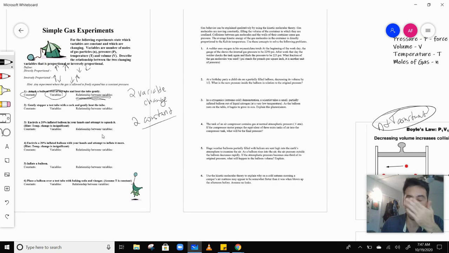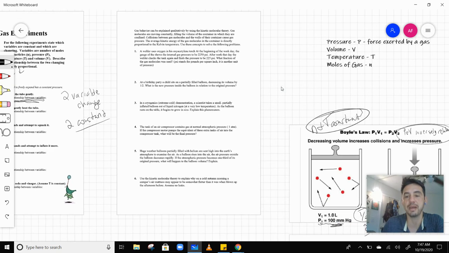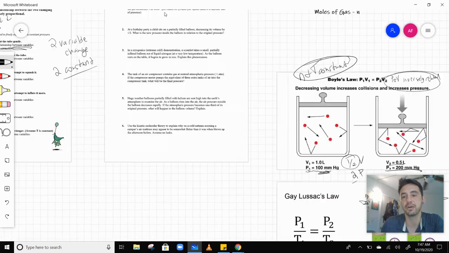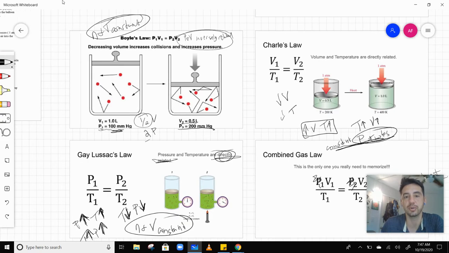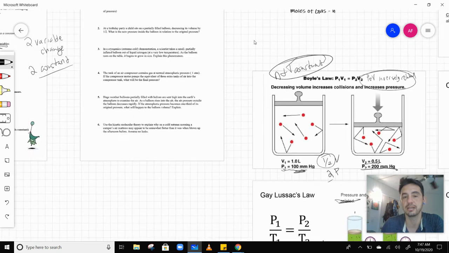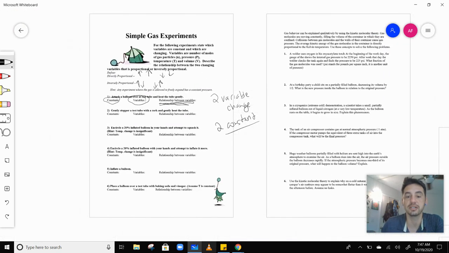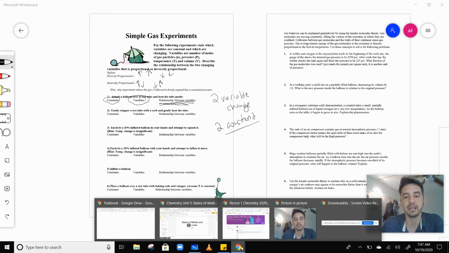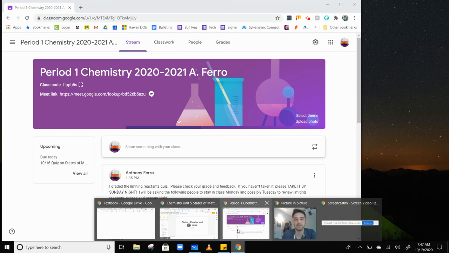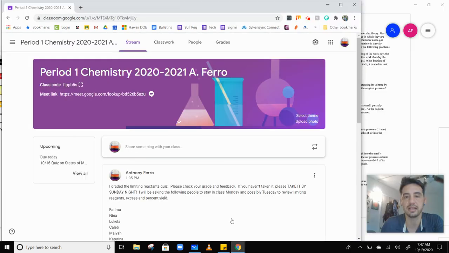All right. And we'll discuss a lot of these tomorrow, and then we'll also talk about using math to solve for all these laws here, the Boyle's, Charles', Gay-Lussac's, and combined. Okay, and that's what we're going to be doing tomorrow. All right, good luck with that, and we'll talk about it more tomorrow. And yeah, that's about it.